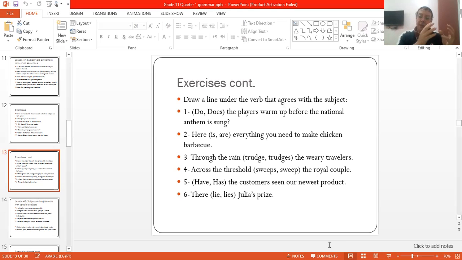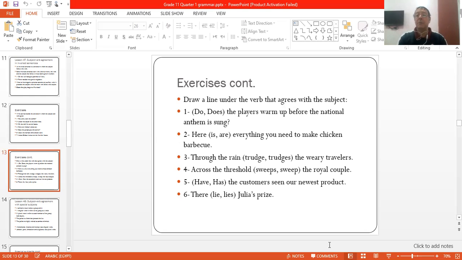But because we started with on the wall, a prepositional phrase, we have to invert the position of the subject and the verb. So, on the wall hangs the portrait. The verb hangs must agree with the portrait. It does not agree with the wall, because the wall is the object of the prepositional phrase.